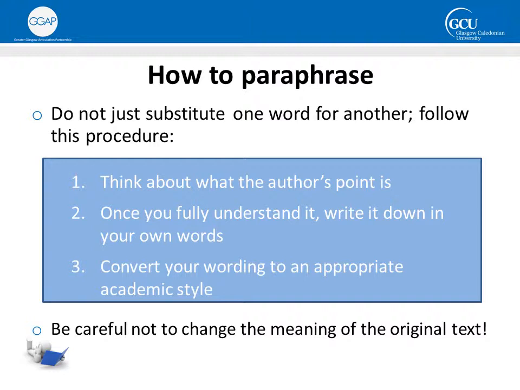First of all, think about the point that the original author's making. What is it that they're actually trying to say? Then, once you fully understand that, and that might even take a bit of time, write it out in your own words in a way that makes sense to you. It doesn't matter whether those words are good or bad, just use words that make sense to you. Finally, once you've got your head around the point that the author's making, convert your own wording to a more appropriate academic style, and remember to include the reference. Also, be very careful that you don't change the meaning of the text. Now, this process can take a bit of time at first, but as with all academic skills, the more you practice, the easier it gets.